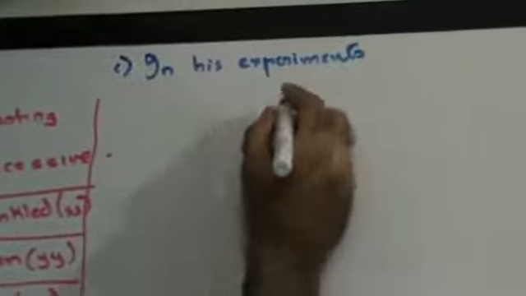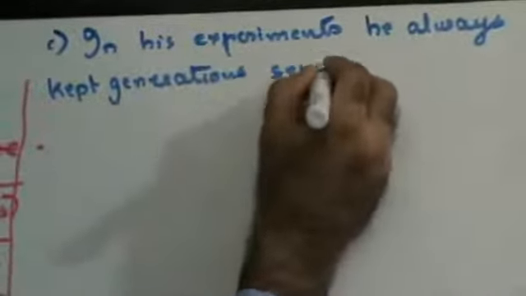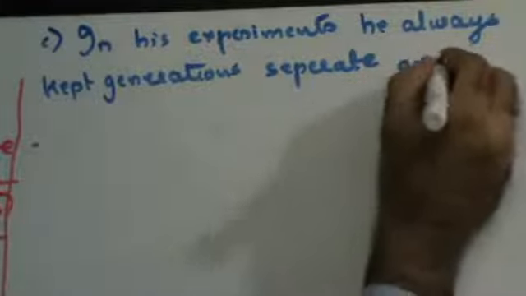In his experiments, he always kept generations separate, and also maintained separate records.